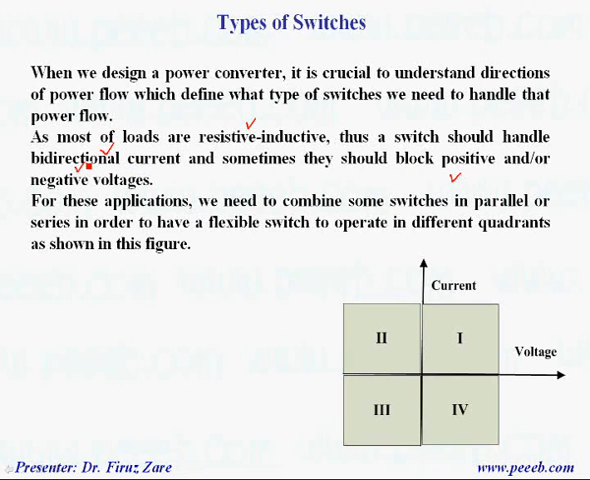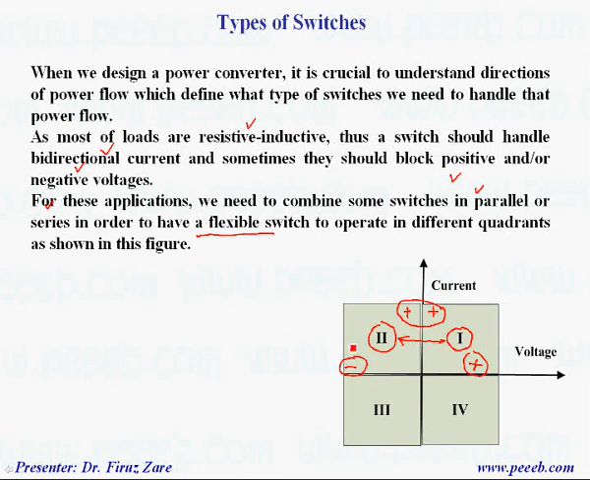So for these applications, we need to combine some switches in parallel and/or in series in order to have a flexible switch to operate in different quadrants. For example, if we have to provide positive voltage and positive current, that means operating in this quadrant. Or if we have to operate in this quadrant, it means providing positive current and blocking negative voltage. Or if a switch has to operate in both quadrants, that means providing positive current and blocking positive and negative voltage.